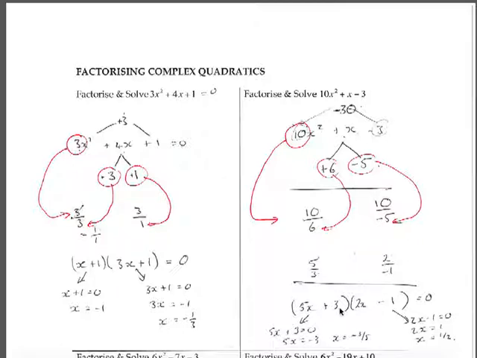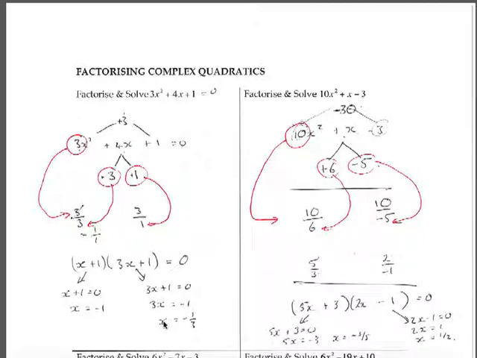So the same thing here, I'd got down to two brackets multiplying each other to give 0. So the only way that's possible is if the first bracket is 0. So 5x plus 3 is 0, move the plus 3 across. 5x is minus 3, so x is minus 3/5. Or 2x minus 1 is 0, move the 1 across, x is a half. So there we have factorized and solved these two complex quadratics.